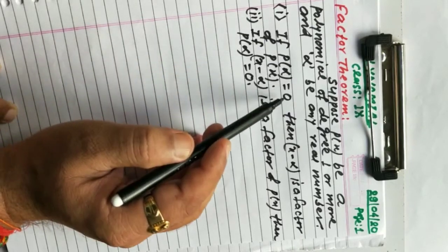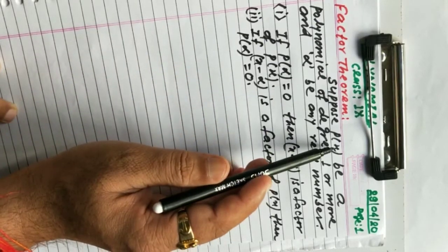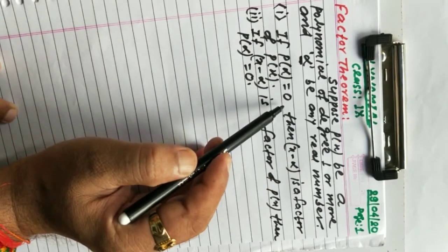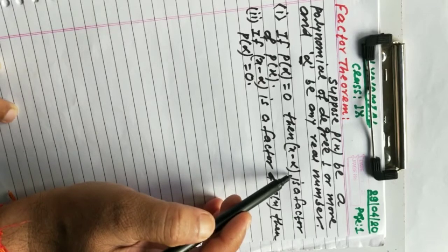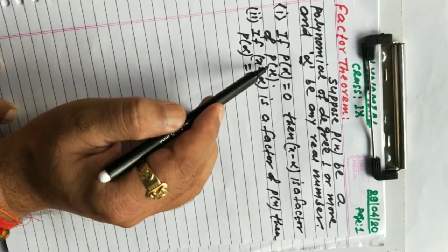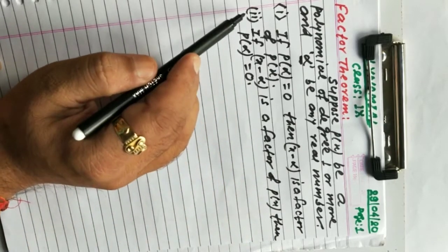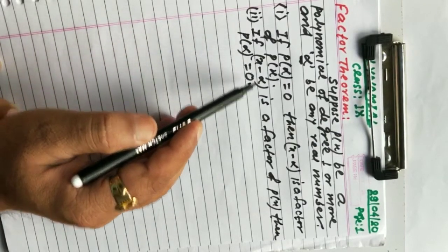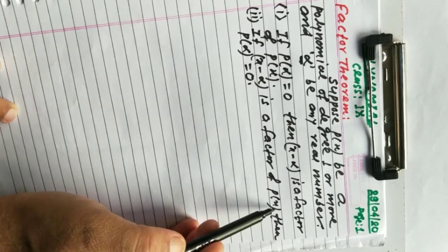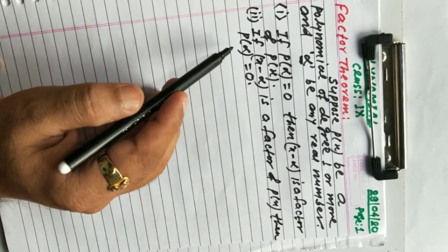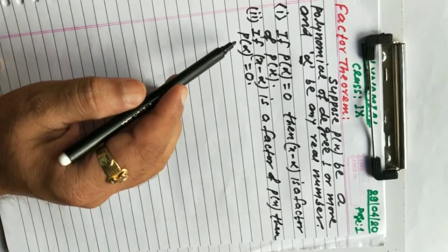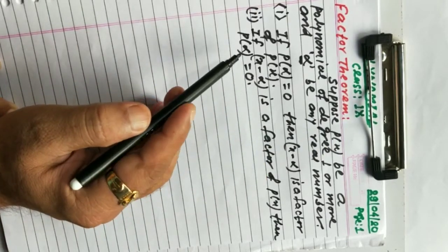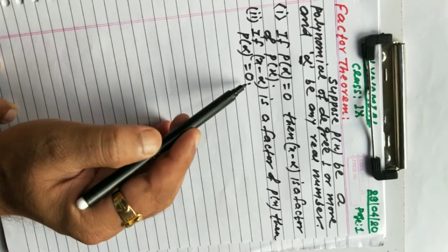If p alpha is equal to 0, that means the value of the polynomial at x is equal to alpha is equal to 0, then we can say that x minus alpha is a factor of the given polynomial px. And second statement is that if it is given that x minus alpha is a factor of polynomial in x, then we can say that the value of that polynomial at x is equal to alpha will be equal to 0.